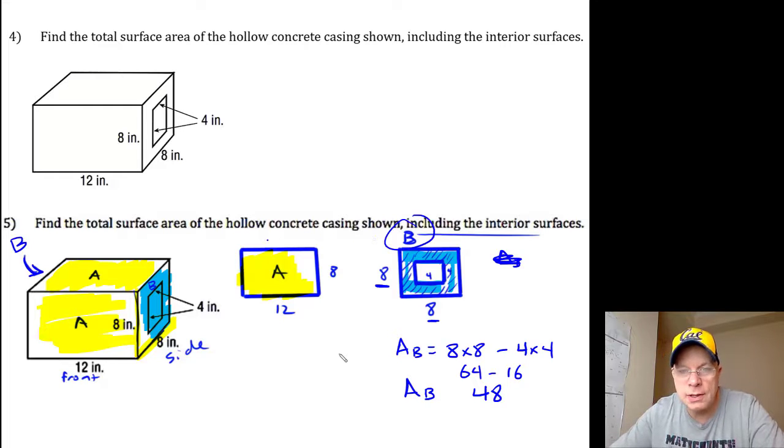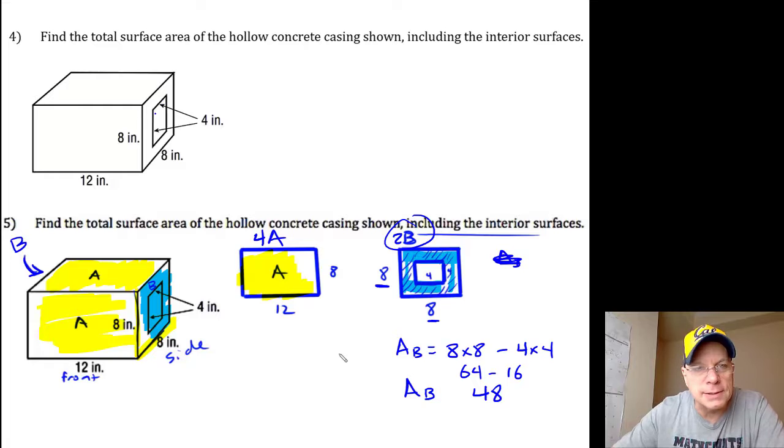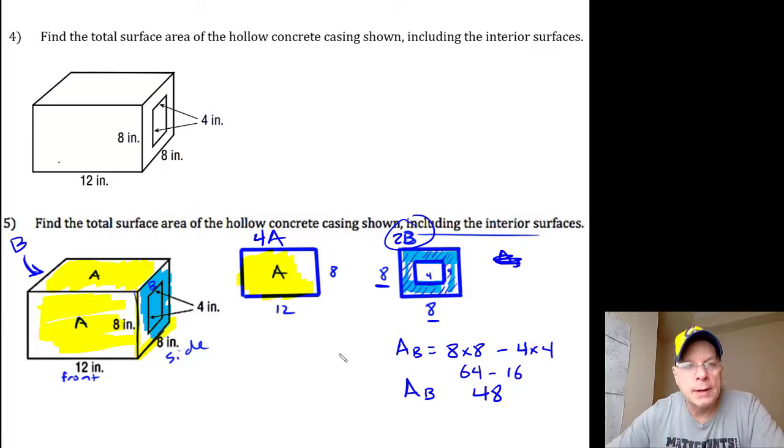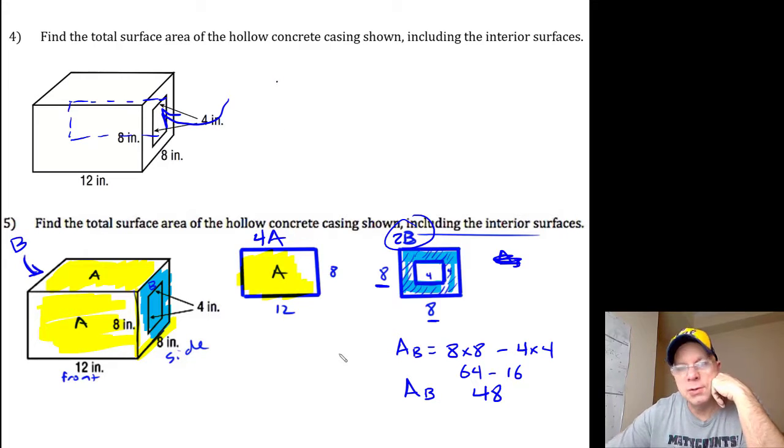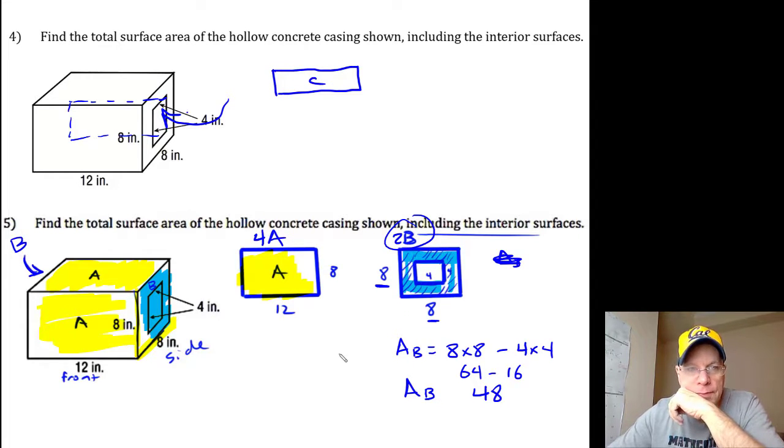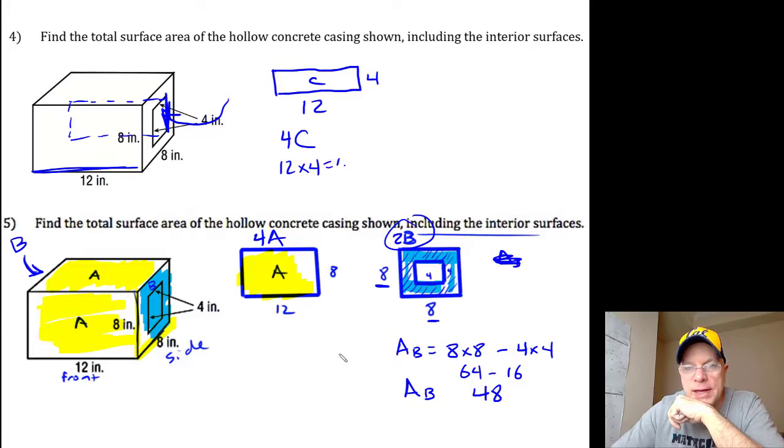So there's 2 of these, there's 4 A's, there's 2 B's, and then the real tricky part about this is there's a face C that you really can't see. Let's say this was a concrete cinder block and you dipped it in paint, wouldn't there be paint that would get into this rectangle on the inside right here? So you have to realize that there are 4 more rectangles, we'll call them C, which are 12 by 4. There are 4 C's that are 12 times 4, or 48.